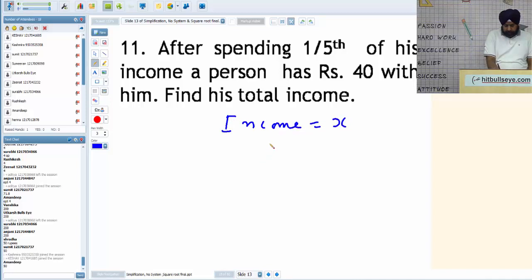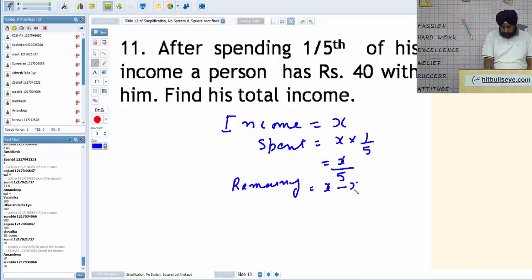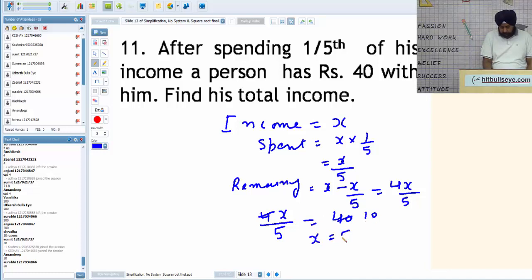1/5 spending. So how much is spent? X into 1/5. So it's X/5. So remaining income is X minus X/5, which is 4X/5. So according to the question, it's not 1/5 of X that is equal to 40. It's 4X/5 that is equal to 40. So X comes out to be 50.